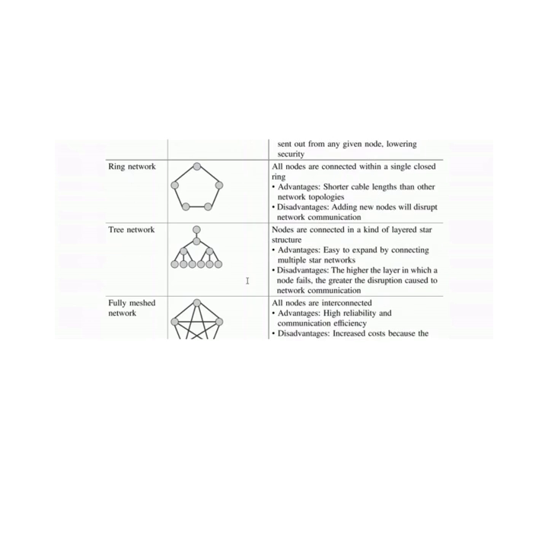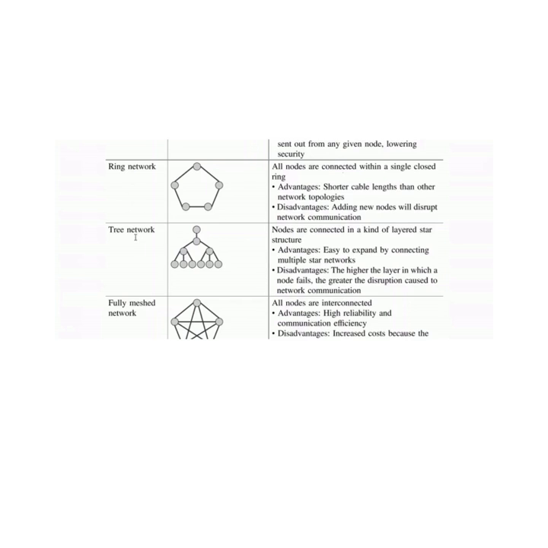Then we now have what is called a ring topology. You can see this is a ring, it has formed a ring. So all nodes are connected within a single closed ring. The advantage is shorter cable length than other network topologies. You can see you don't need to waste a lot of cables. It's very short. The disadvantage is that adding new nodes will disrupt network communication, because you have to cut off. Let's say you cut off this and you now add another one, and by so doing, this network is disrupted until the connection is completed.